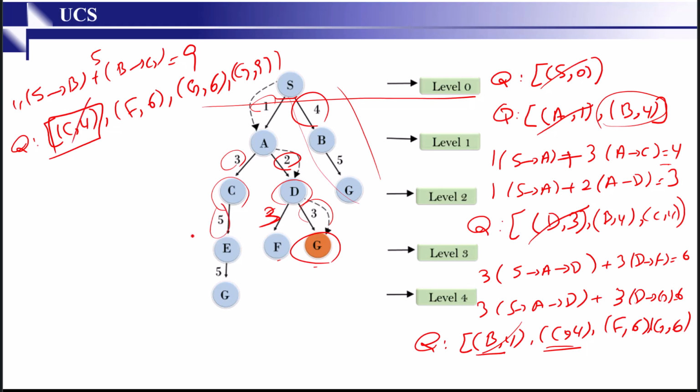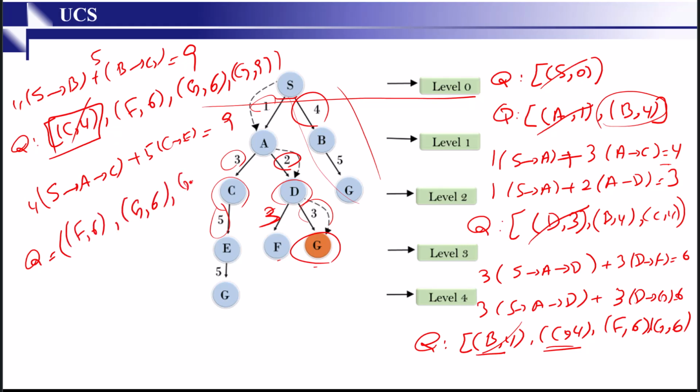So we will check C path also. So from C, we can go to E, right? So we can write like this, from S to A to C is cost of 4, plus C to E is 5, so total is 9. So we will update our Q. Q is equal to F and 6, G and 6, G and 9, and E and 9. So among them, we pop the lowest cost, that is F and 6, right? Then we will continue to check whether there is one cheapest path or not, right? So from F, we cannot go anywhere. It has no children here, so nothing to add here. So it will be removed. And we have G6, G9, and E9.